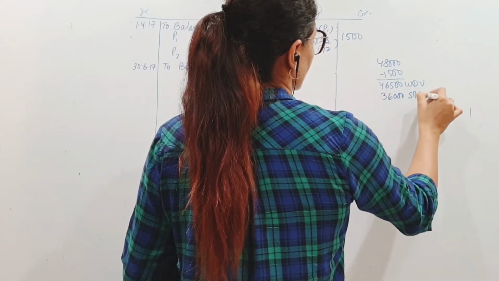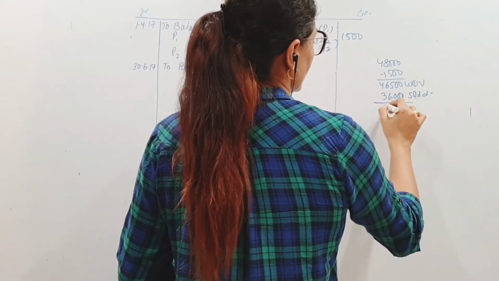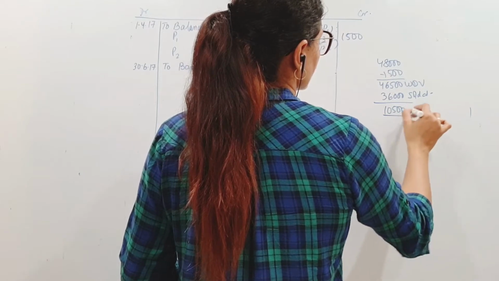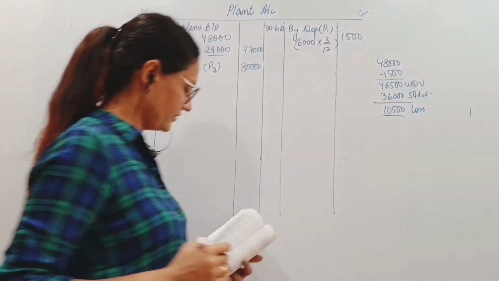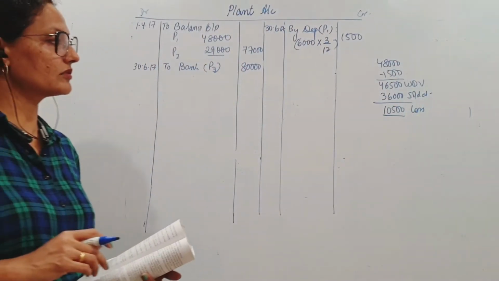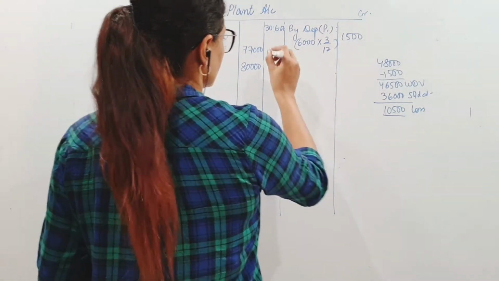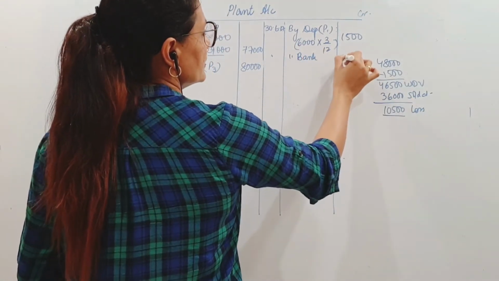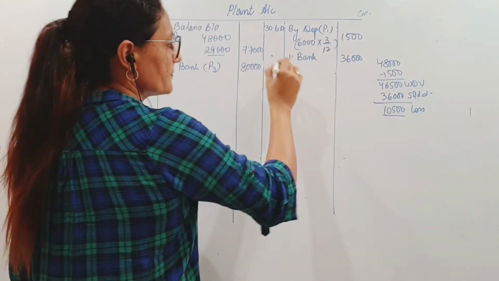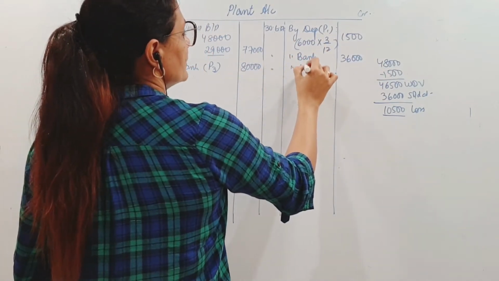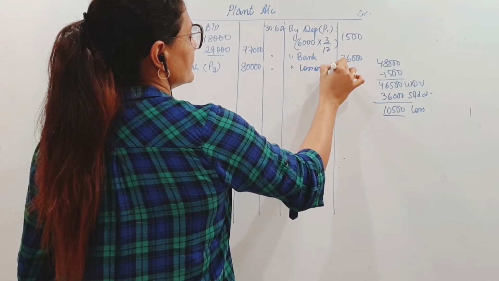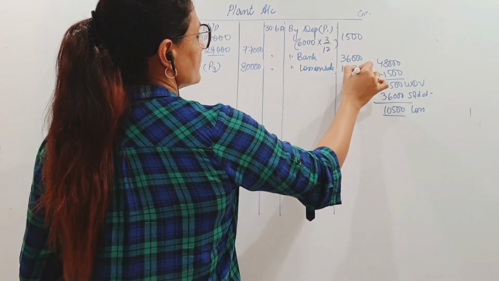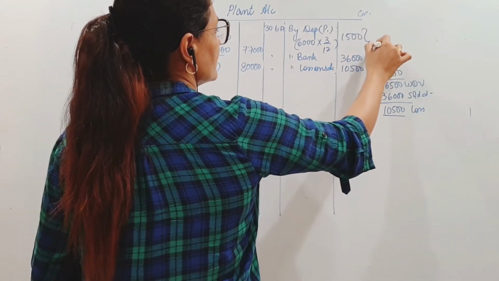36,000 sold at. Therefore, of course, I am making a loss of 10,500. Yes, 36,000. So what do I have to show here? The sale entry. By bank, how much did I receive? 36,000. Okay? And by loss on sale. Loss on sale was 10,500. So ये पूरा P1 gone.